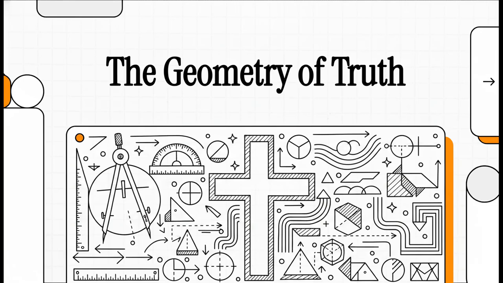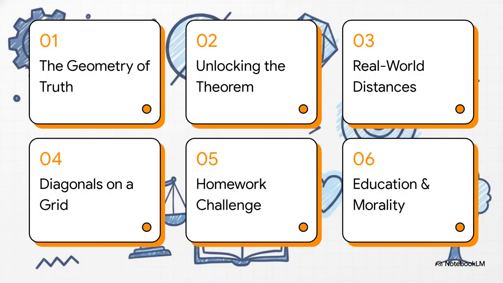Welcome to this explainer. Today, we're diving into a really fascinating lesson from the Smart Academy that blends geometry and algebra with concepts of godly order. We're going to be looking at how they connect the hidden structures of our physical space to mathematical theorems. Here's our roadmap for today.